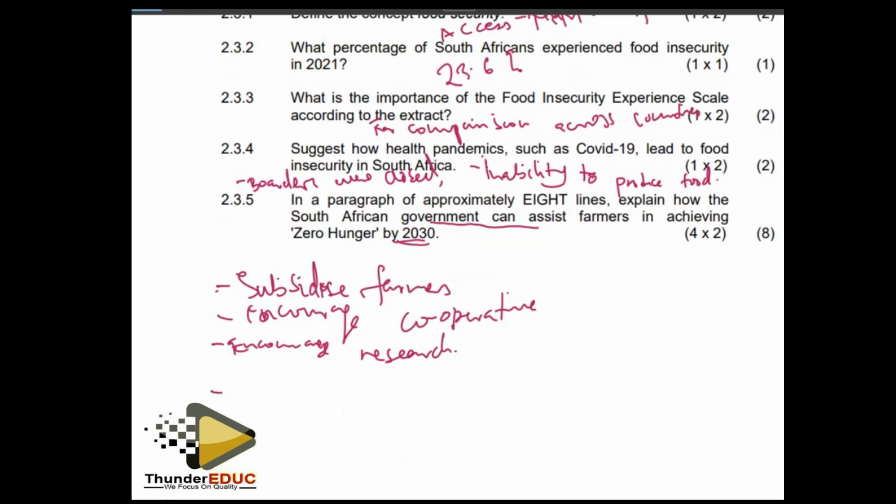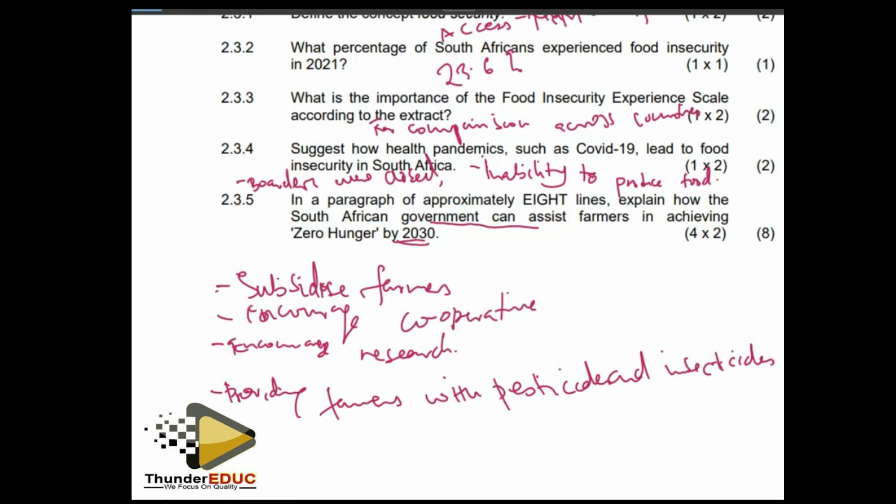Then providing farmers with pesticides and insecticides. Pesticides kill pests, and insecticides kill insects. We can also talk about improving infrastructure to allow areas where farmers exist to be accessible.